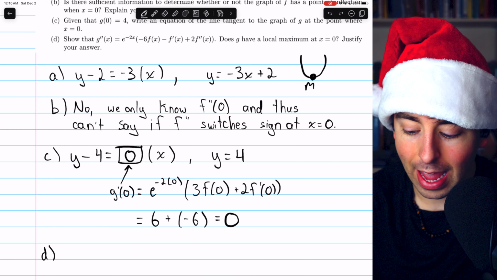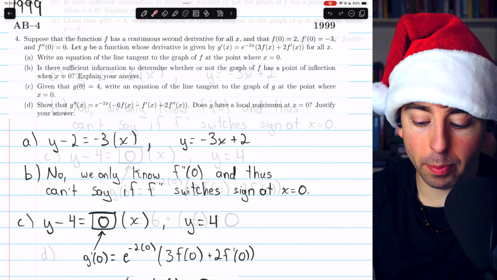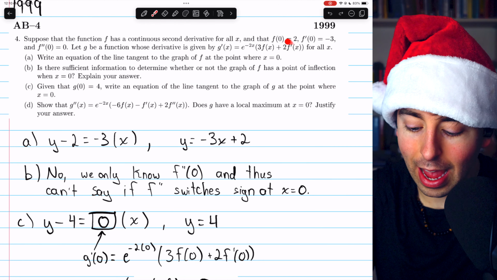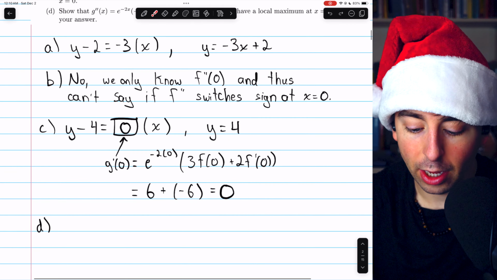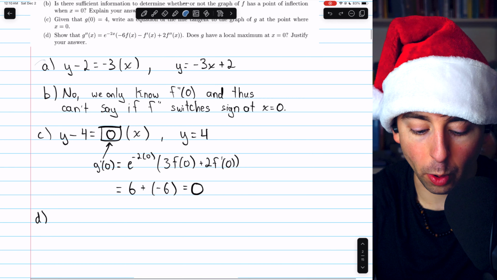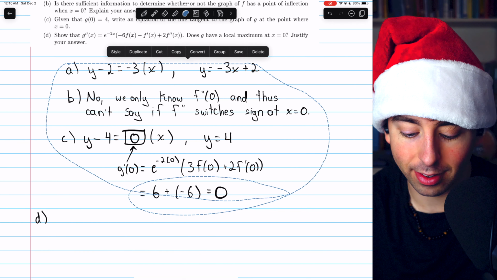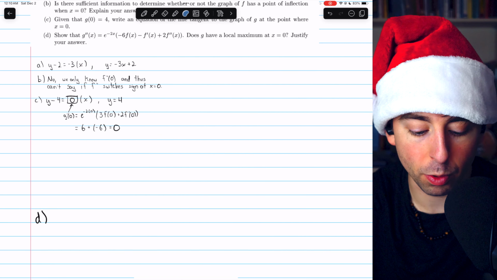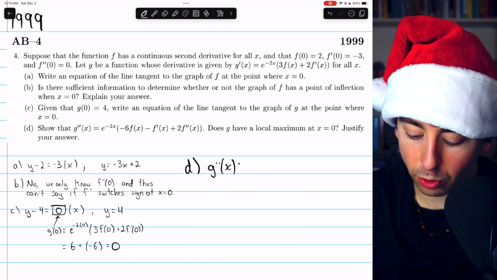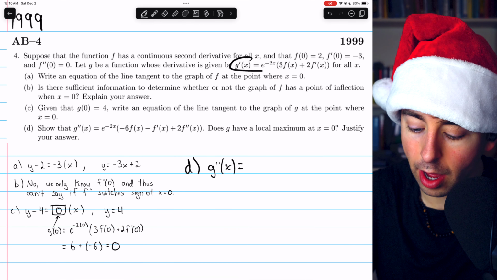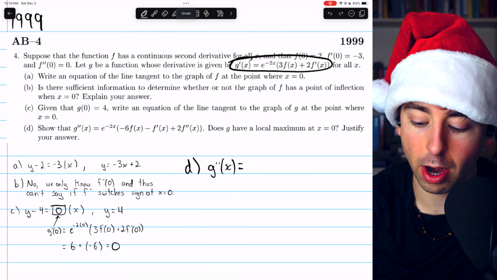So let's go ahead and take the derivative of g. Remember that g prime was given to us as this expression, e to the negative 2x times all this stuff. So I'm going to go ahead and shrink our work for parts A through C, just so I can scroll up a little bit and we can see the whole problem while we work through part D. So to find g double prime of x, we'll just go ahead and take the derivative of both sides of this equation. That, of course, gives us g double prime on the left.